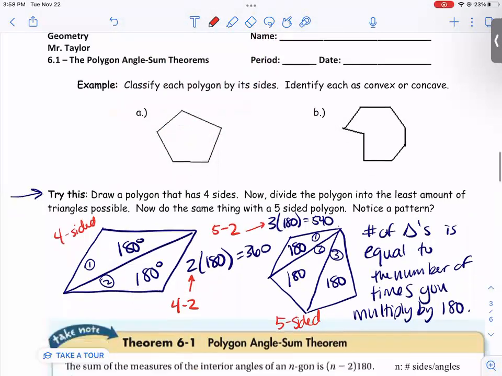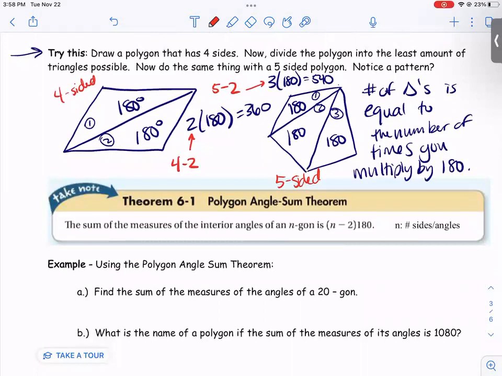And that is outlined in Theorem 6-1, Polygon Angle Sum Theorem. The sum of the measures of the interior angles in an n-gon, or for instance, any shape that has a certain number of sides, is n minus 2 times 180, where n is the number of sides or angles. By the way, just to connect it back to the above problem, the number of triangles in the shape is equal to n minus 2.